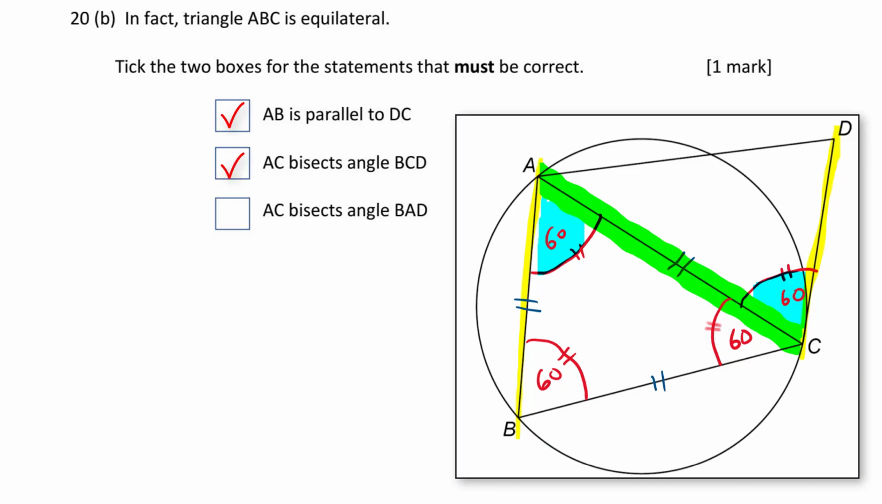Does AC bisect angle BAD? Is that also true on this side? Well, we don't know, do we? Because we don't know this angle here. Is there any reason to suspect that angle is 60 as well? We've got no reason to think that is the case. So I say that one is not true, or not necessarily true anyway.